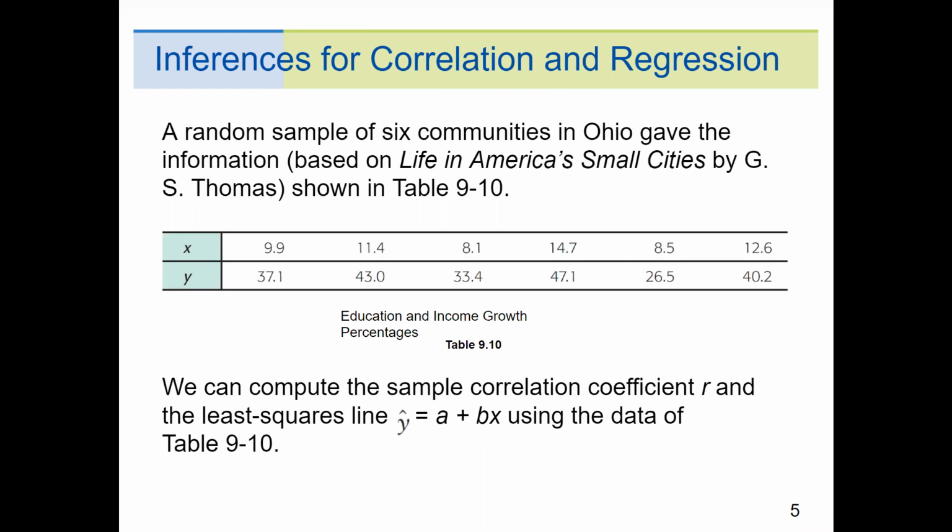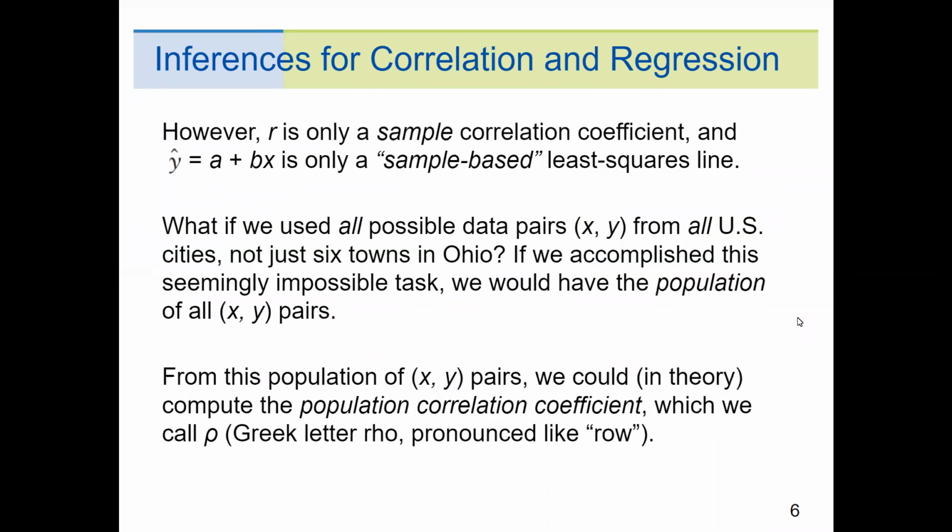We can compute the sample correlation coefficient R and the least squares line Y hat using the data from Table 910. However, R is only a sample correlation coefficient and Y hat is only a sample-based least squares line. What if we used all possible data points X and Y from all US cities, not just 6 towns in Ohio? If we accomplish this seemingly impossible task, we could have a population of X and Y pairs.